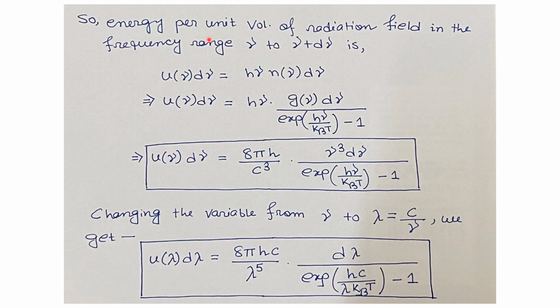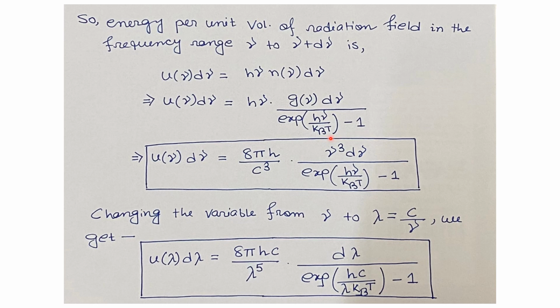Now this factor 2 is coming due to the two states of polarization of photons. The energy per unit volume of the radiation field in the frequency range nu to nu plus d nu is u(nu) d nu equals h nu times n(nu) d nu. So u(nu) d nu equals h nu times this quantity n(nu) d nu that we have shown in the previous slide, and that is given by g(nu) d nu divided by exponential of h nu divided by kBT minus 1.